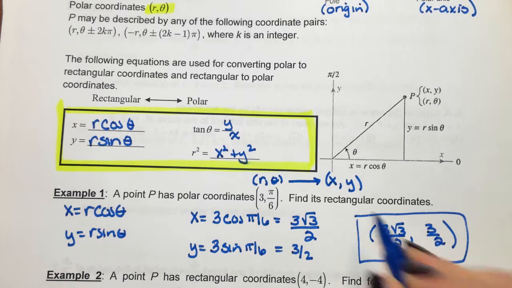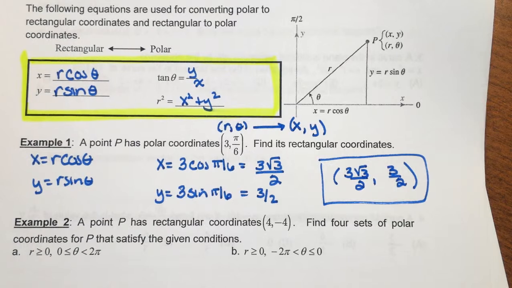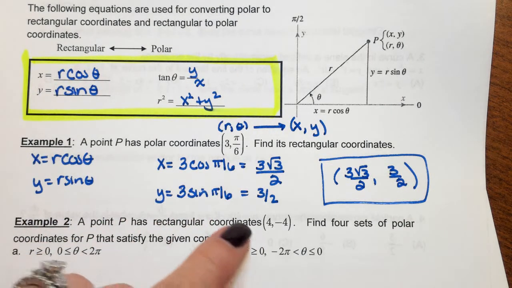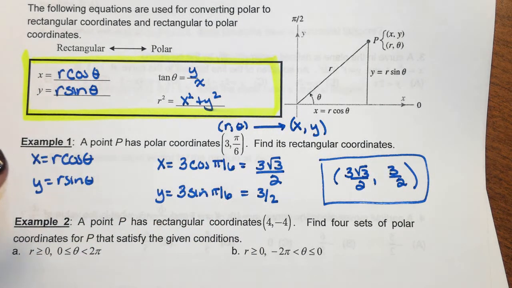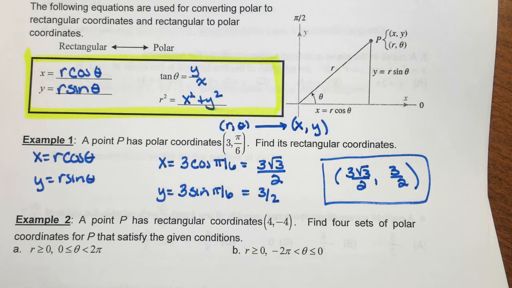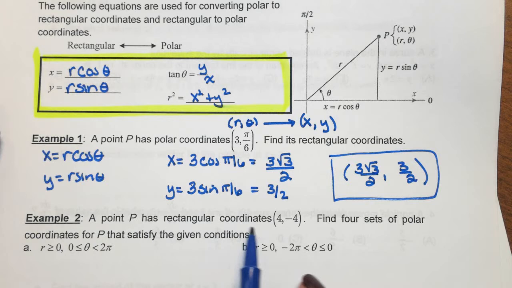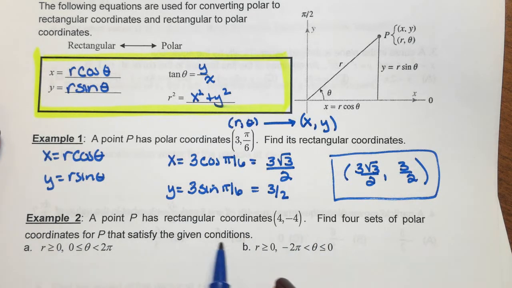Now the one thing about polar, if you remember, is that points are not unique in polar. In rectangular, there's only one way to describe the location of a point. In polar, because of all the different theta values, and when you have a negative r value with a reflection across the origin, there's an infinite number of ways we can describe the location of a point. So for example, a point P has a rectangular coordinate of 4, negative 4. Find 4 sets of polar coordinates that satisfy the given conditions.